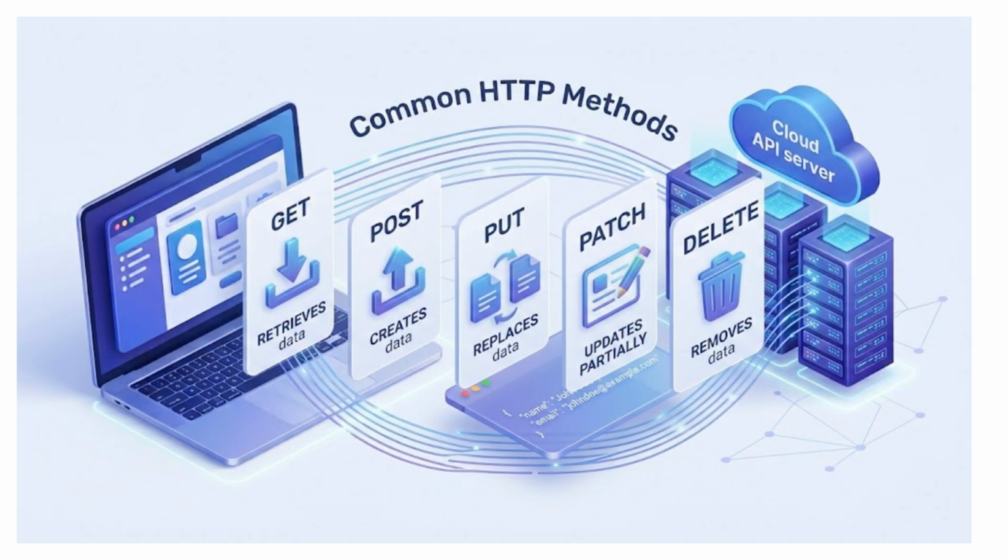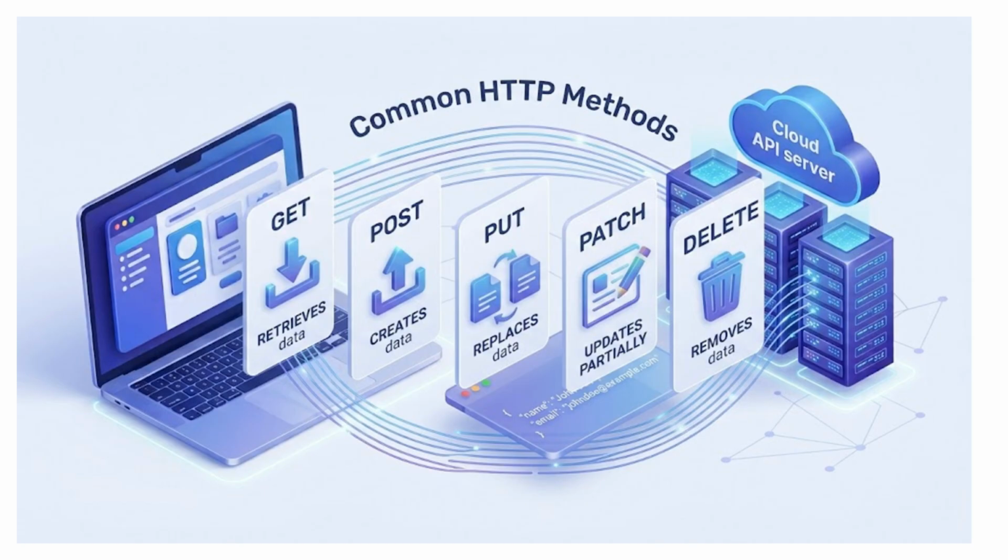Here we can see the 5 common HTTP methods used when working with REST APIs. The first method is GET. GET is used to retrieve data from the server. Next is POST. POST is used to send data, often to create something new or process a request. Then we have PUT. PUT is commonly used to replace or fully update existing data. Next is patch. Patch is used to update only part of an existing resource. And finally, delete is used to remove a resource from the server.